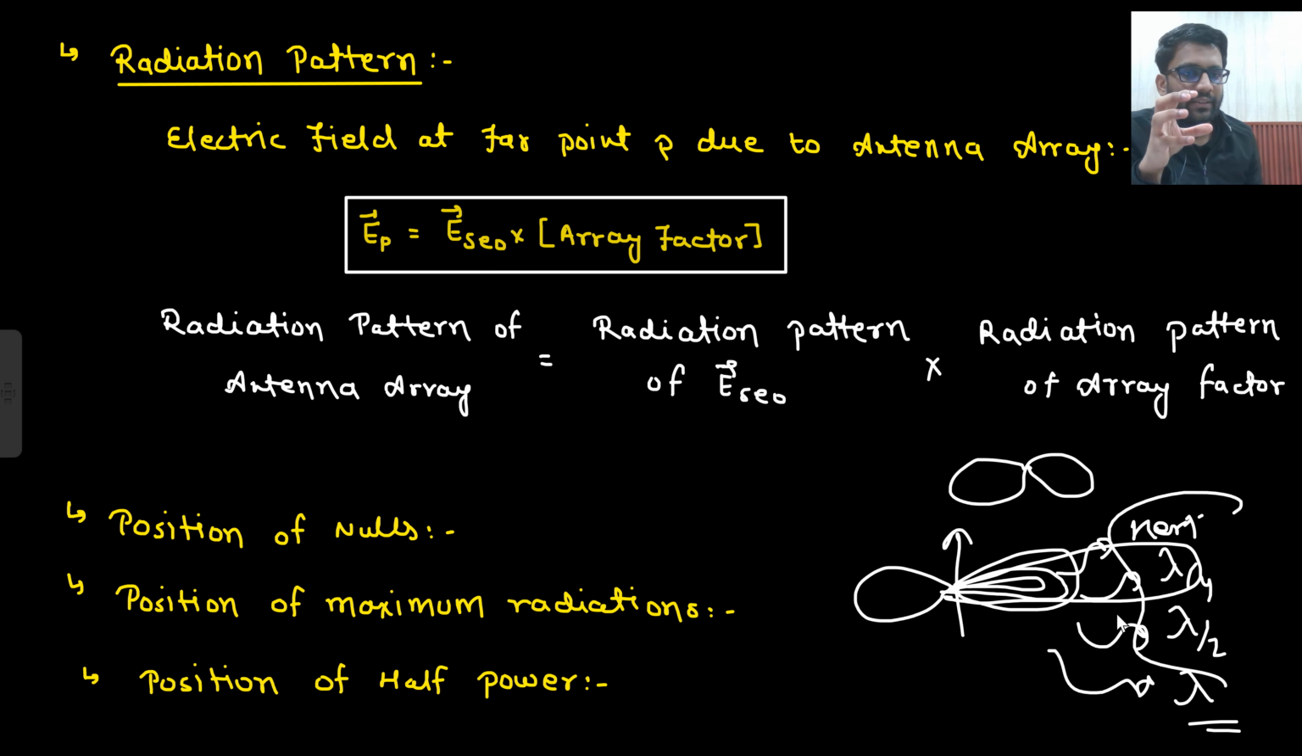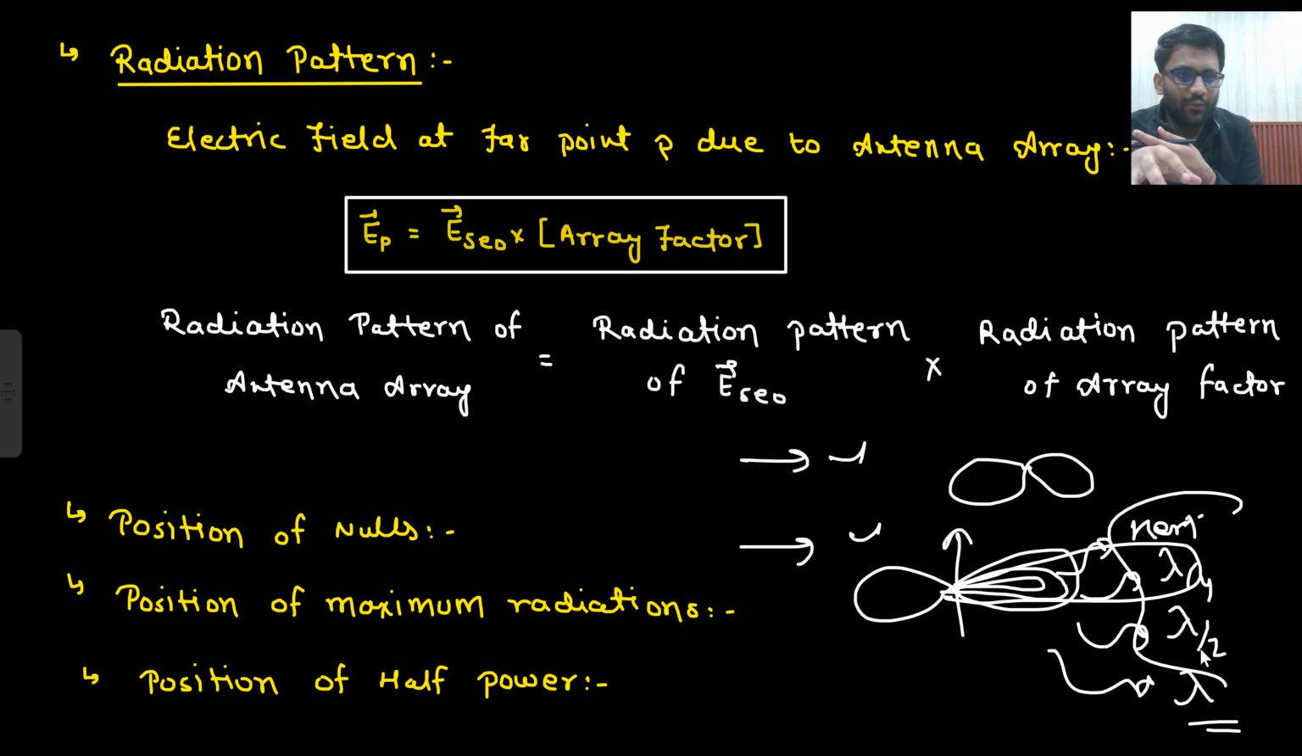So mostly, in an antenna array, if they are asking for the complete radiation pattern, then there is a very high chance that the antennas they are going to use, these two antennas, will be either Hertzian or lambda by 4 or lambda by 2 or lambda. Very, very high chances are there. This is what I am saying.